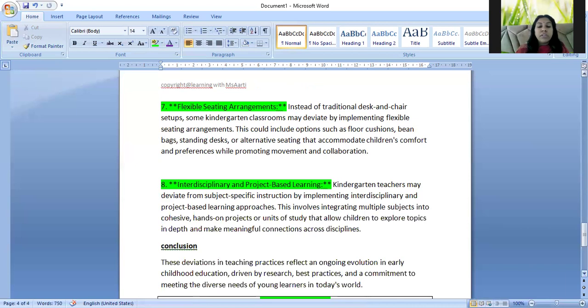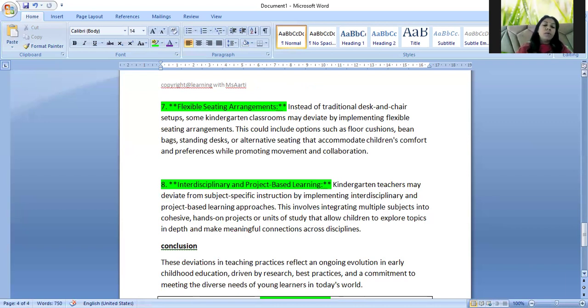Kindergarten teachers may deviate from subject-specific instruction by implementing interdisciplinary and project-based learning approaches. This involves integrating multiple subjects into cohesive, hands-on projects or units of study that allow children to explore topics in depth and make meaningful connections across disciplines. So if we are motivating STEM in kindergarten, then it is good to go, thumbs up, because when we are doing projects, we are actually doing kinesthetic learning.